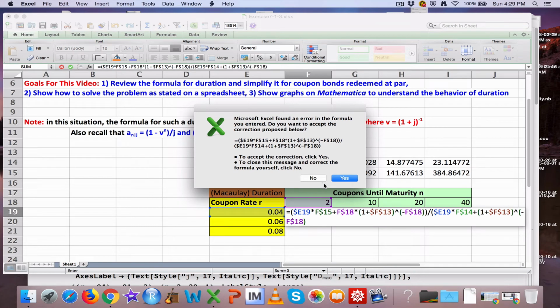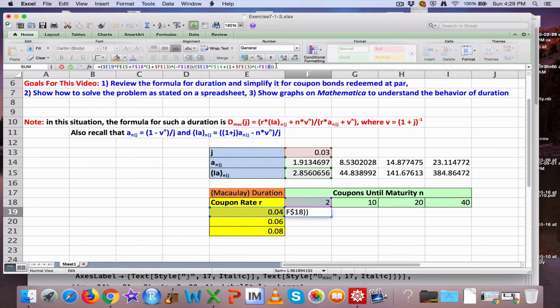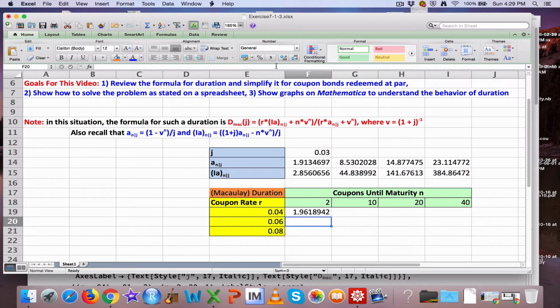Some mistake. Maybe I forgot parentheses. That's probably the problem here. And actually it's suggesting the correction to me. I think I forgot my last parenthesis there. Yeah, it looks like it. But it's added one here, so I'm going to click yes to accept this correction. There we go. And now I look up here and I see it's got the 2 parentheses there at the end. Okay.